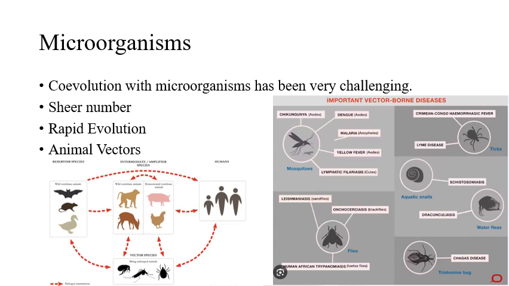This also poses a problem because mutations can occur in those animal vectors. So it could be something that's relatively benign in humans, like a coronavirus, right? But if it picks up a mutation that's pathogenic to humans, then all of a sudden it could become a problem. And that's what happened with COVID-19.